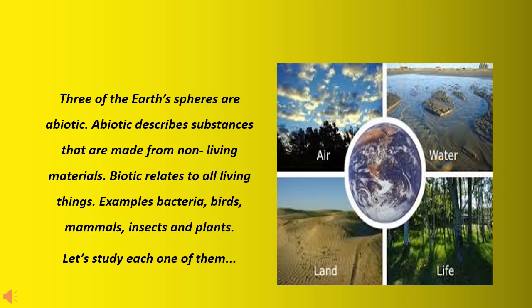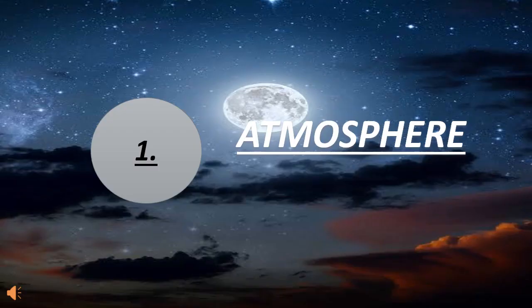Three of the Earth's spheres are abiotic. Abiotic describes substances that are made from non-living materials. Biotic relates to all living things. Examples: bacteria, birds, mammals, insects, and plants. Let's study each one of them. The first sphere of the Earth, the atmosphere.